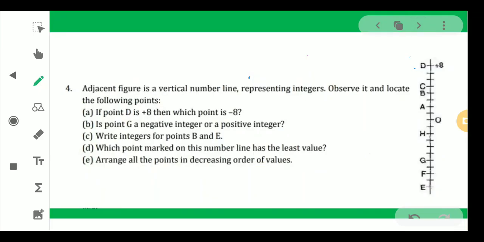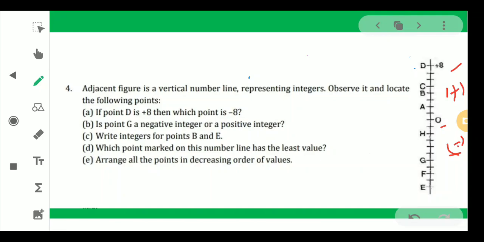Next question. The adjacent figure is a vertical number line representing integers. Observe it and locate the following points. Now this is the number line. We can see here 0 and some points are on the upper side, some points on the down side. Now we are watching that on the upper side D is represented by +8. It means the upper side we have taken as positive and the downward side we have taken as negative. Means on the upper side we will show positive integers, on the downward side we will show negative integers.